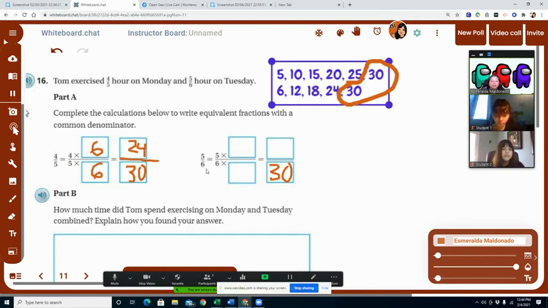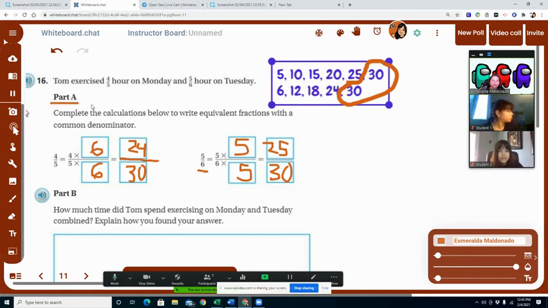Now let's do the second fraction, 5/6. 6 times what number equals 30? 5. 6 times 5 equals 30. If I multiply my denominator by 5, I multiply my numerator by 5. 5 times 5 is equal to 25. Okay, 25/30 is my equivalent fraction for 5/6.